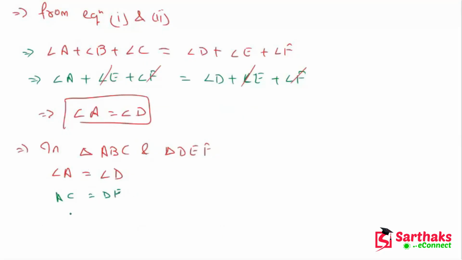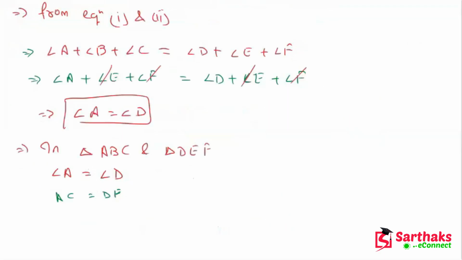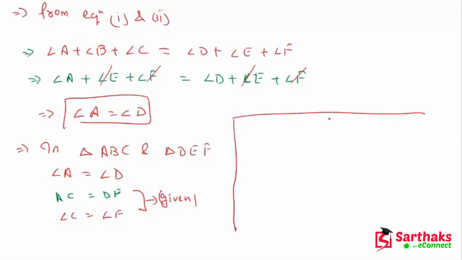AC is equal to what? AC is equal to DF, and you can see that angle C is equal to angle F, because this is given. So these two conditions are given. So now we can say that triangle ABC is congruent to triangle DEF. By what? By angle side angle rule.